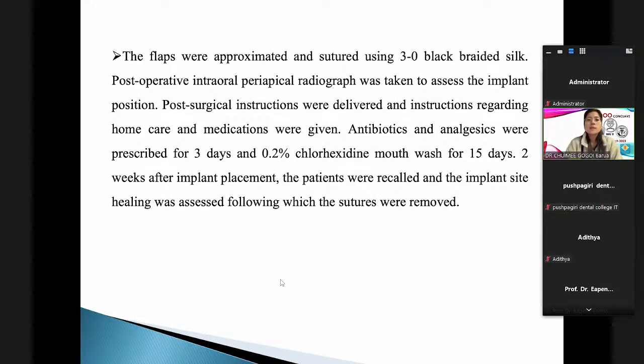The flaps were approximated and sutured using 3-0 black braided silk. Post-operative intraoral IOPA was taken to assess the implant position. Post-surgical instructions were given. Antibiotics and analgesics prescribed for 3 days.